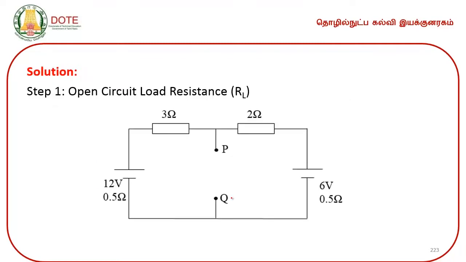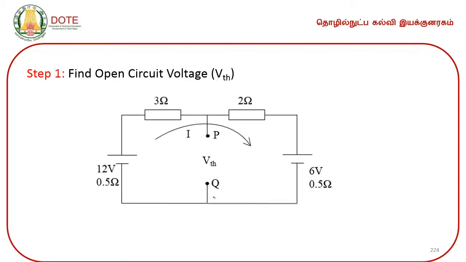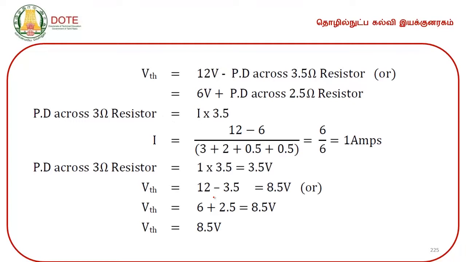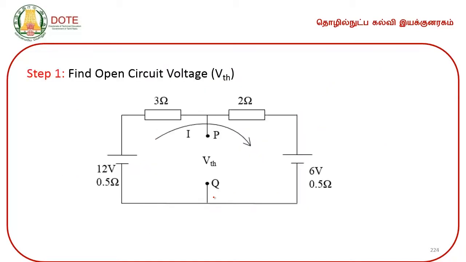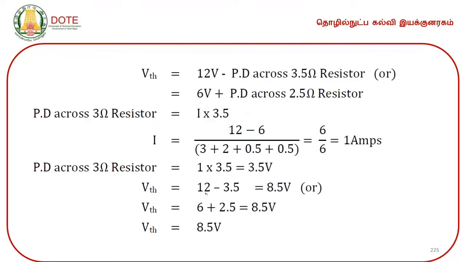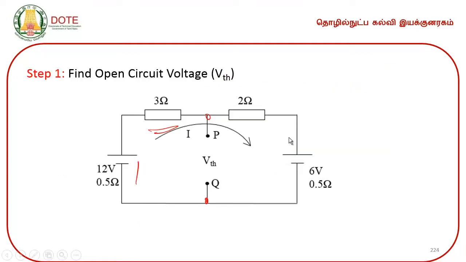First step, open circuit the load resistance and name the terminals P and Q. Step 2, find out the open circuit voltage VTH. VTH is equal to 12 volts minus the potential difference across the 3.5 ohm resistor. So, this 12 volts minus the potential difference across the 3.5 ohms will yield you the voltage across the P and Q terminals, or in other words we can say 6 volts plus the potential difference across the 2.5 ohm resistor.